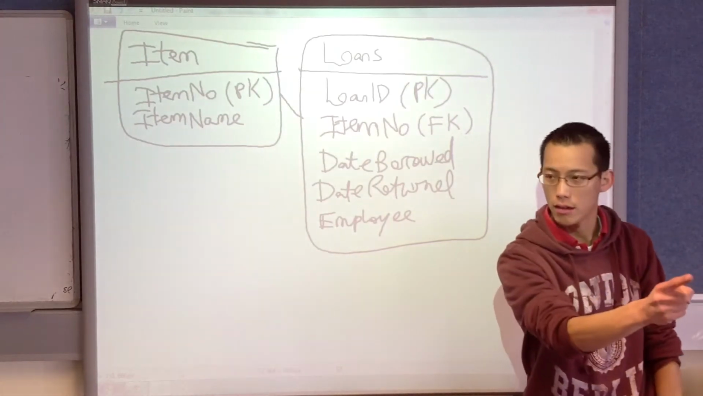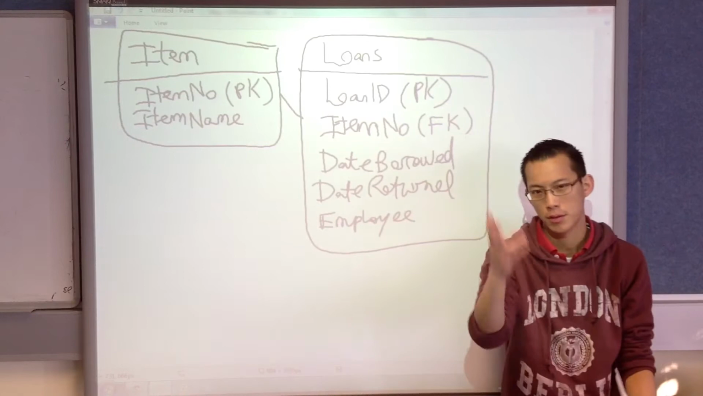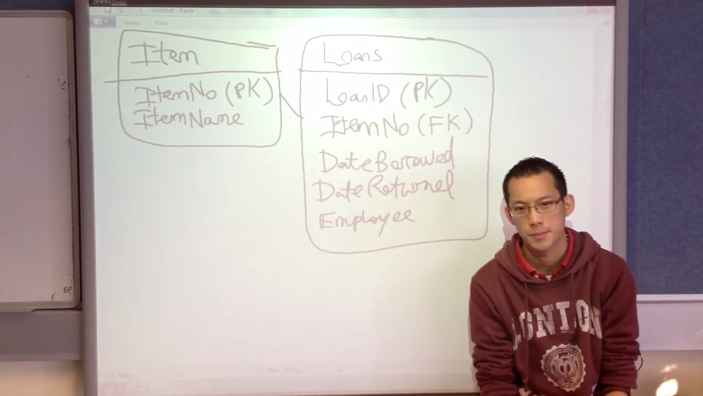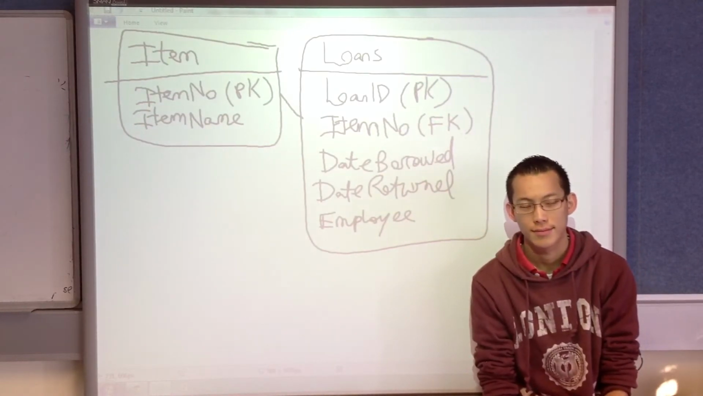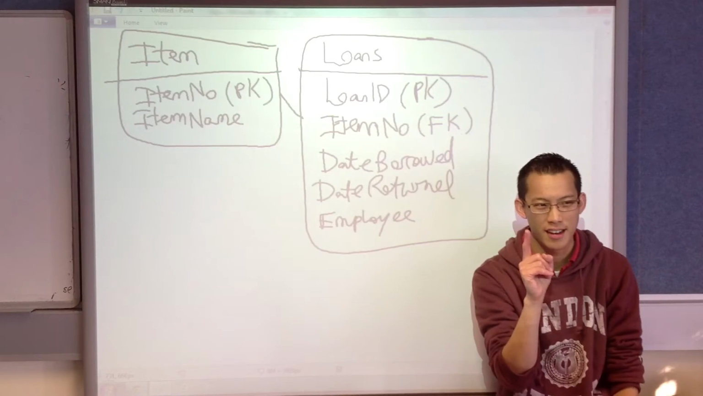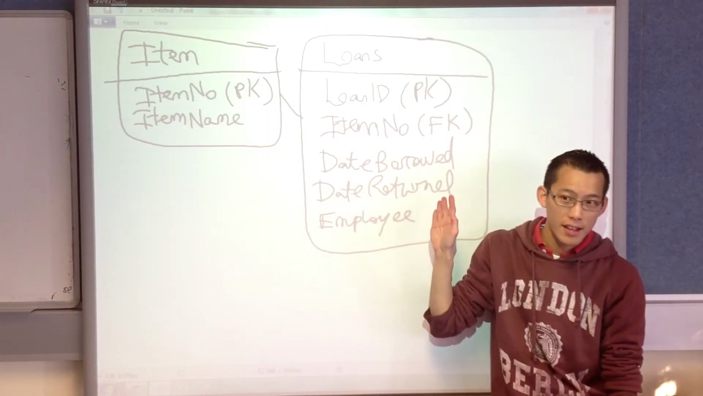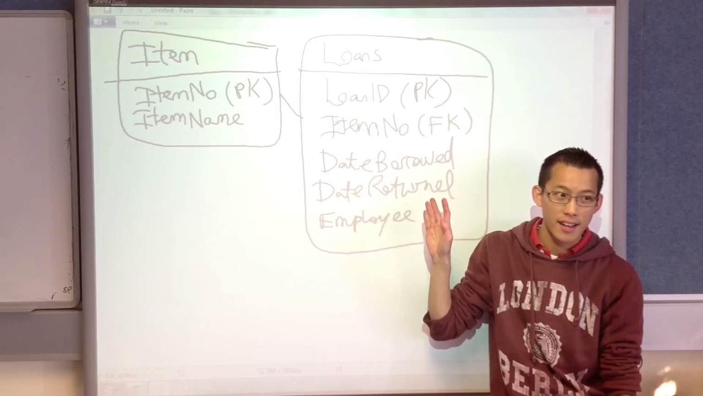Now the question is why? How can I know it's one-to-many? What's the way that I test whether something is one-to-one, or one-to-many? Like, how do I know which relationship it is? The same item number can appear more than once in the loans table, but it only appears once in the items table.